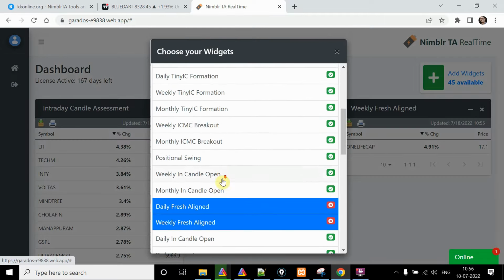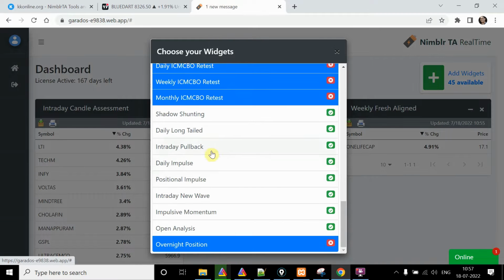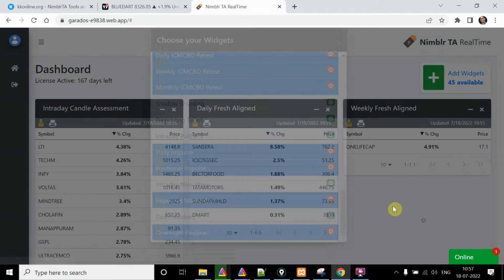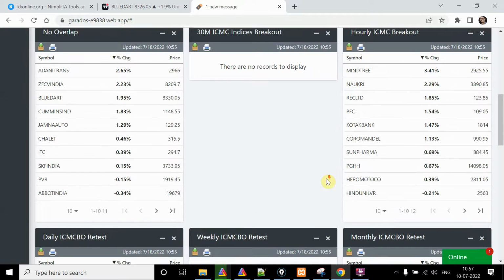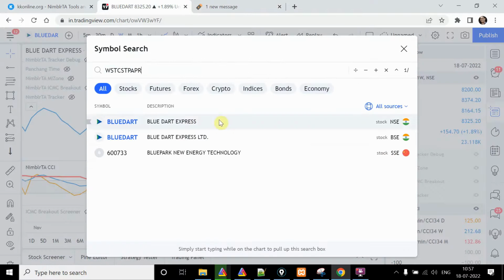Similarly, let's see some of the stocks over here which can be giving an impulse. So right now, daily impulse, positional impulse, impulsive momentum. So these are some of the categories of widgets which are giving you the impulse movement. Impulse momentum is basically giving you information of stocks which are impulsive, that is, a lower low has been formed, previous high has been crossed, and they are in momentum right now. So over here, if we see WSG CSG paper, right now the time is 10:55. Markets are live and ticking, just to remind you.